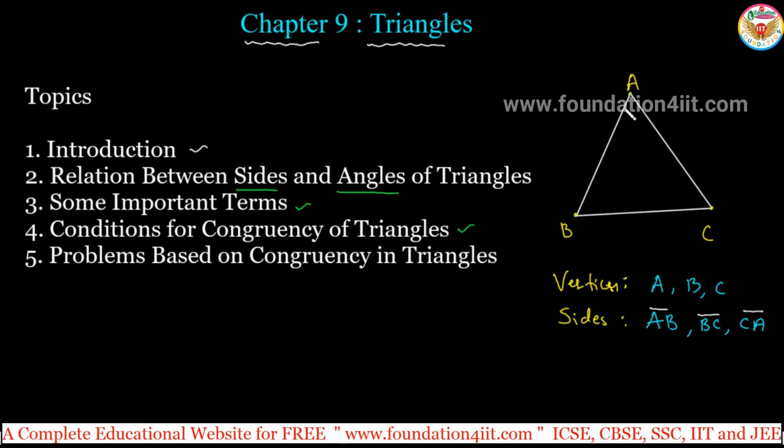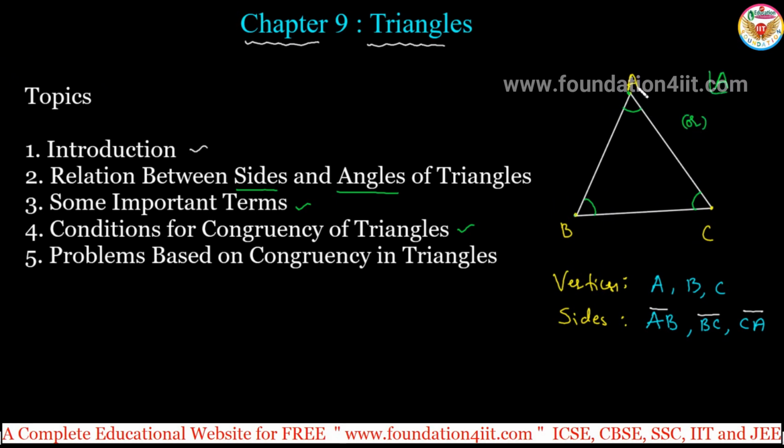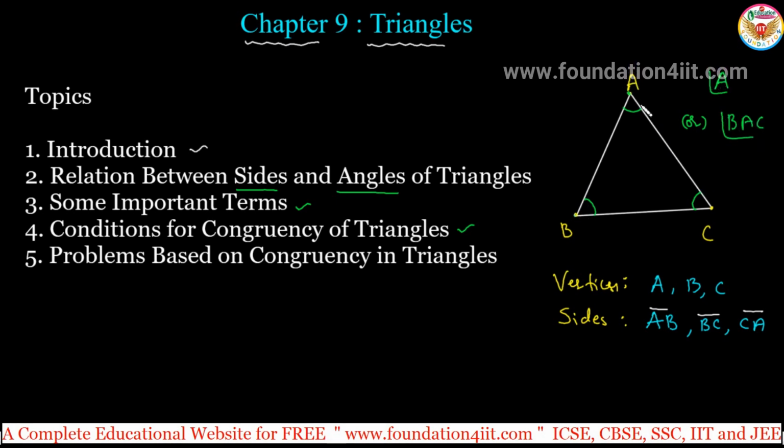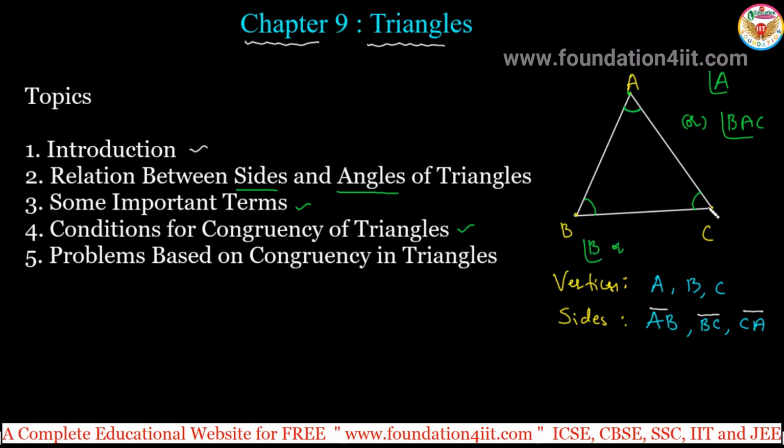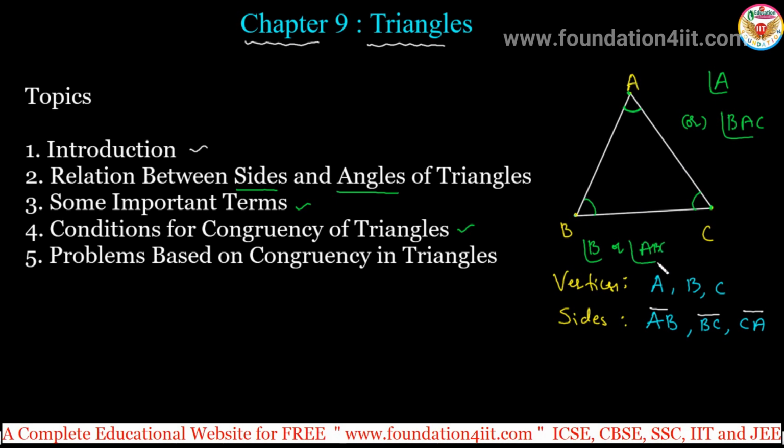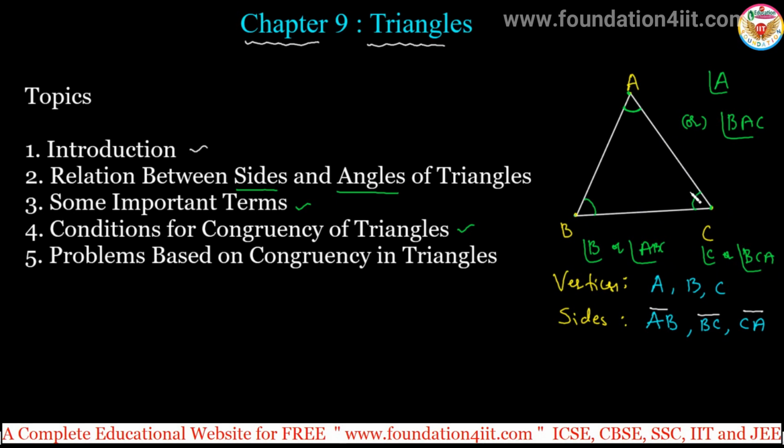Again, there are three angles in this triangle. To denote this, it is angle A, or we can write angle BAC, starting from B to A and C. So angle BAC is this. In the same way, this is angle B or angle ABC. Now this is angle C or angle ACB. This is how we can denote the angles. Angle C is here, angle C or angle ACB or BCA. Both are the same, BCA or ACB. These are the basic things.